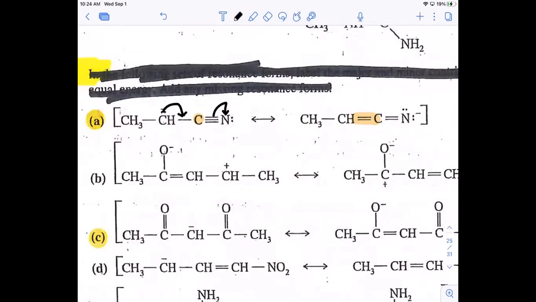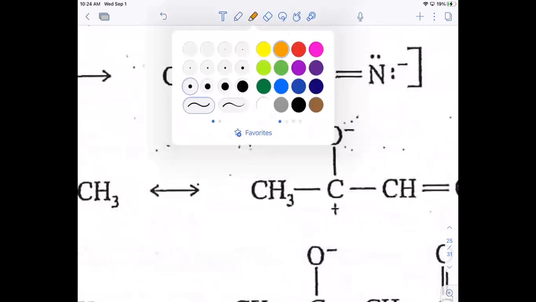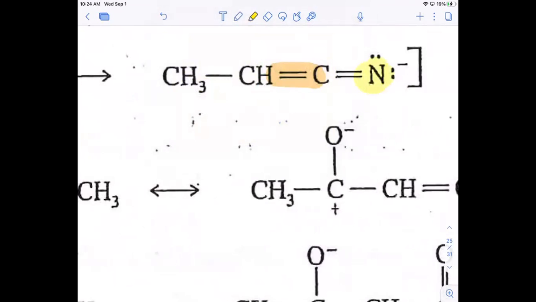Yes. And then the nitrogen: sometimes you'll have a question where you don't have the charge shown, but you might have to calculate it. How do we calculate the charge on nitrogen? What's the little bootleg formula I gave you? Valence minus actual.